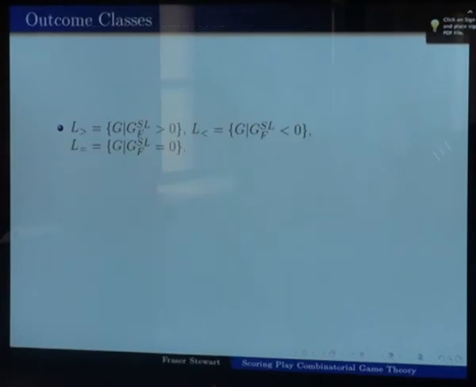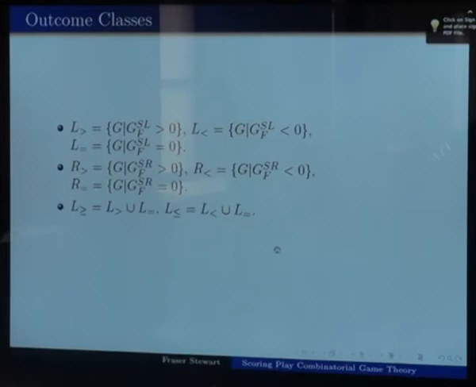Okay, so moving on: outcome classes. To define outcome classes, we have to do it slightly differently. I defined these sets, which I call L sub greater than, L sub less than, and L sub equal, and it's simply the set of all games where the left final score is either greater than 0, less than 0, or equal to 0. Naturally you get the same thing for right. We also define L greater than or equal to, which is exactly what you'd expect it to be, and L less than or equal to, and similarly for right.